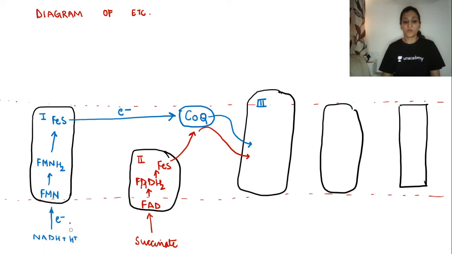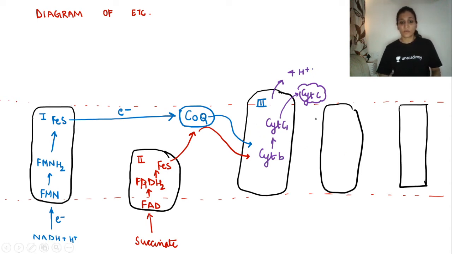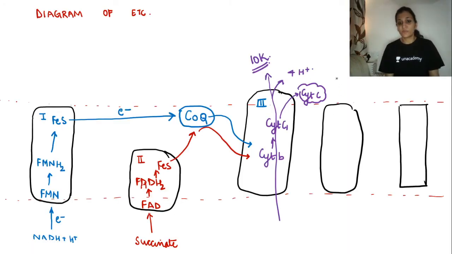Now talking about the third complex, it is made up of cytochrome B, from cytochrome 1, and from there it is going to cytochrome C. In this place there will be removal of 4 hydrogen ions, and there will be liberation of energy also. So 4 hydrogens are released over here from cytochrome C.